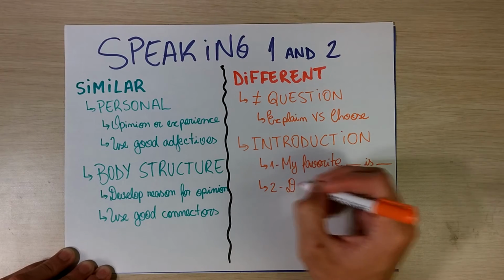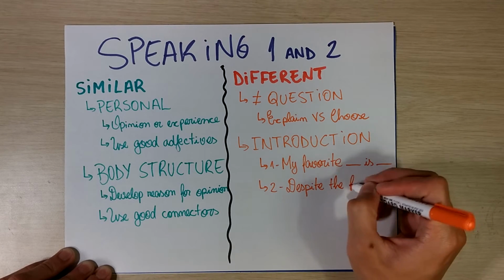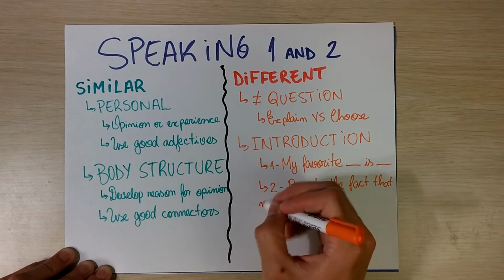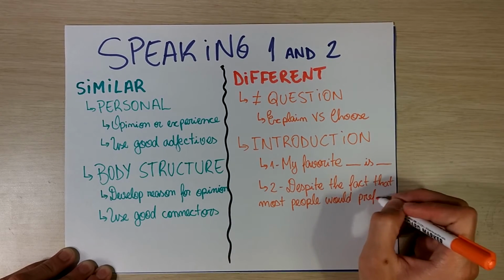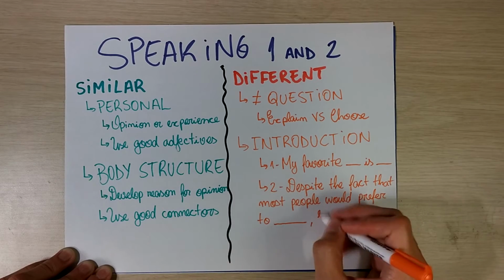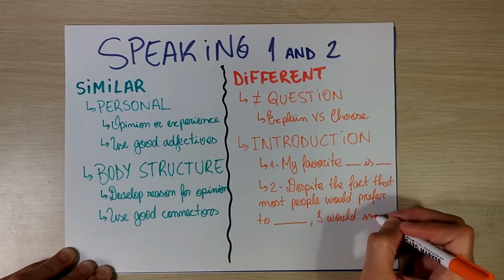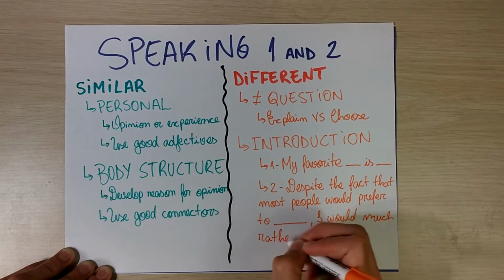For the second question, you should begin with a beautiful connection between both options. A good example is, "Despite the fact that most people would prefer to" and then their opinion, "I would much rather" and then your opinion. After that, you start giving your reasons for such a preference.